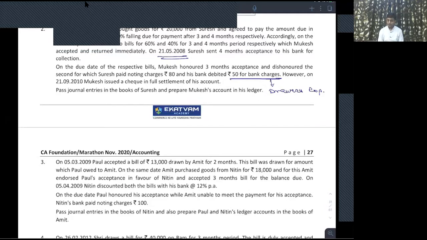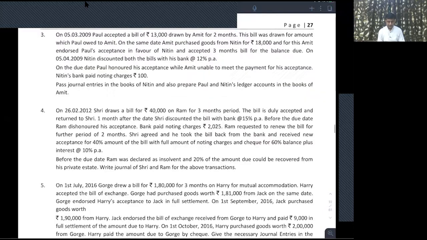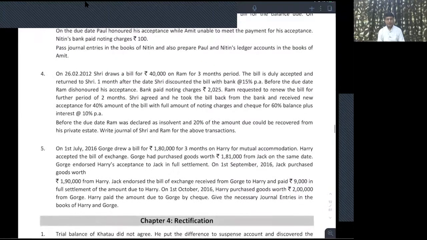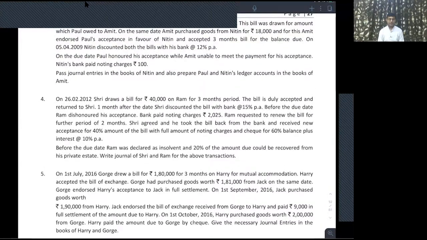Next, for the next, I think I should go directly to the accommodation bill concept. You write down a problem of accommodation bill. We'll solve that. That's more important for us. Will that be fine? Yes, write down.